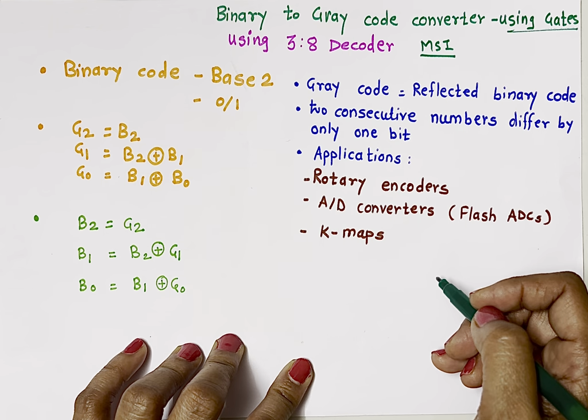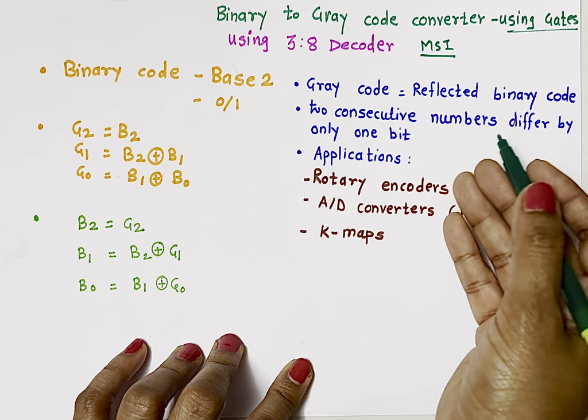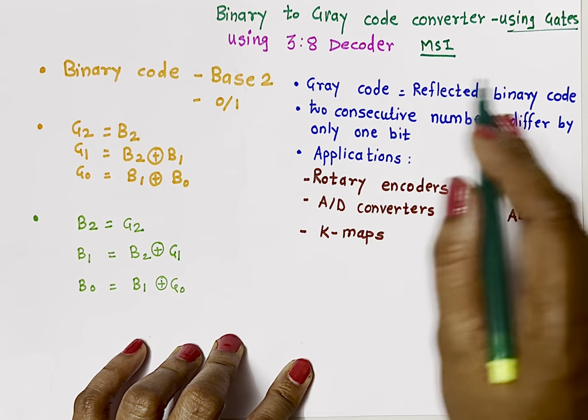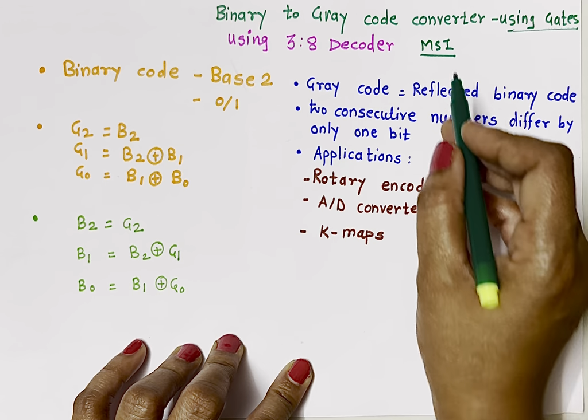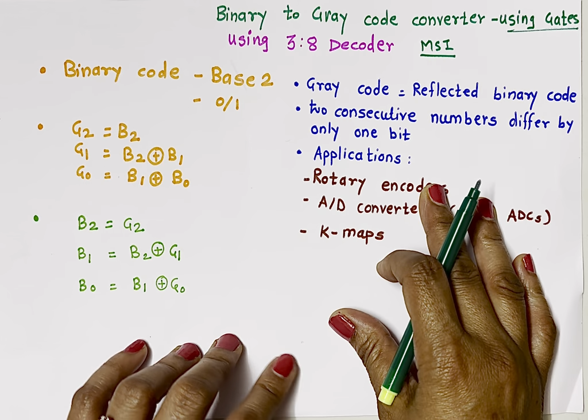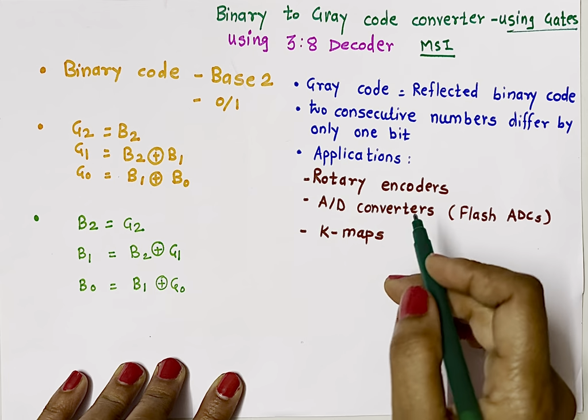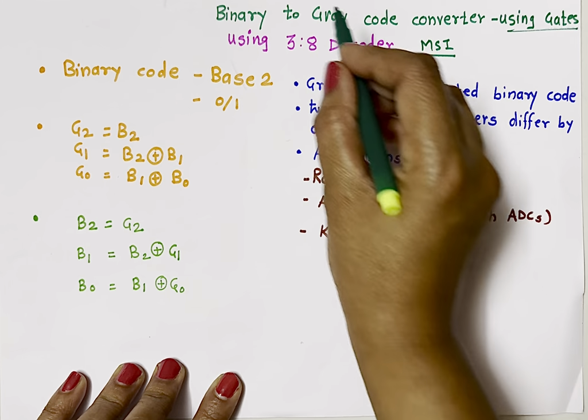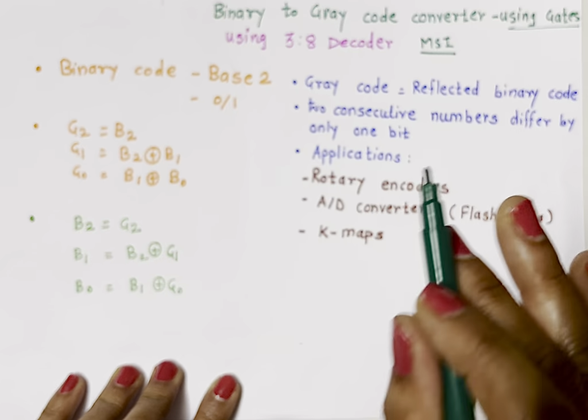In this video, I'll tell you how to implement binary to gray and gray to binary code converter using gates as well as using MSI ICs like decoder IC. This topic is very important for digital electronics, and also this is a basic topic in digital electronics.